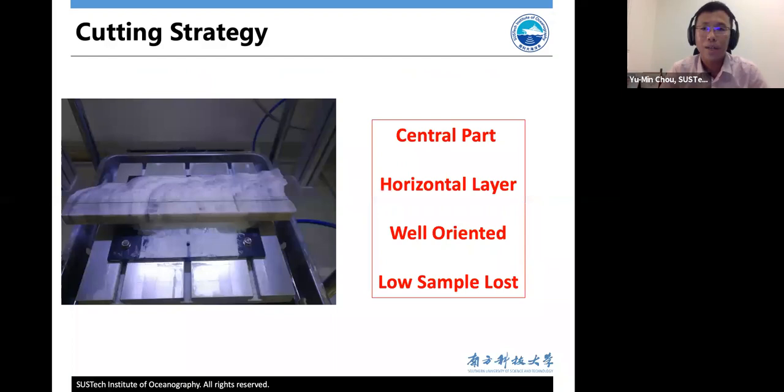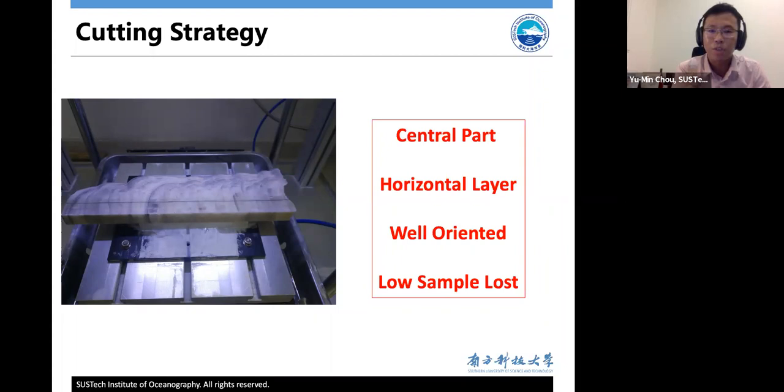So finally, we have to choose the parts for the paleomagnetic study. For my side, I prefer to cut the central part, because in the central part we can get the horizontal layers inside it, and using diamond wire we can get well orientated samples and low sample loss during the cutting process. For the next step, if we get the central part of our sample, we slice it into a slab. However, this part is quite important, because the thickness of this small slab depends on the magnetic concentration of your sample.